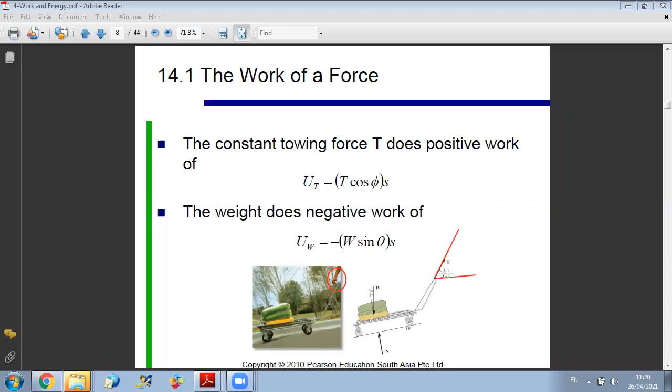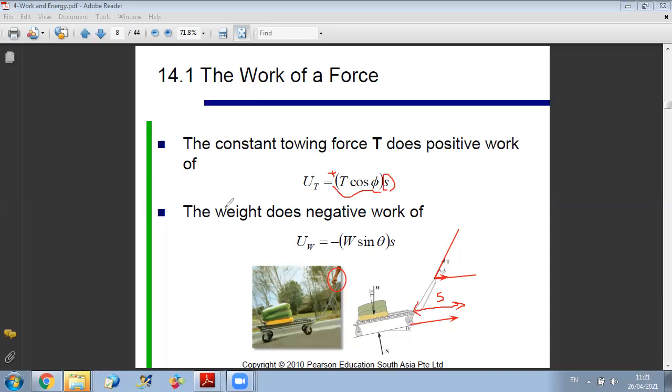If you want to determine the work done by force T, you should first project T on the line of motion. It is clear that the projection of T is in the positive direction of motion, so the work of T will be positive. If we assume that T and phi are constants, we can take them outside of the integration, so we get plus T cosine phi times S, where S represents the displacement distance. I'm moving upward a certain distance S. So the work of T is positive.